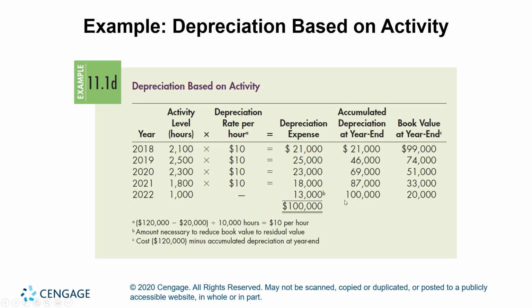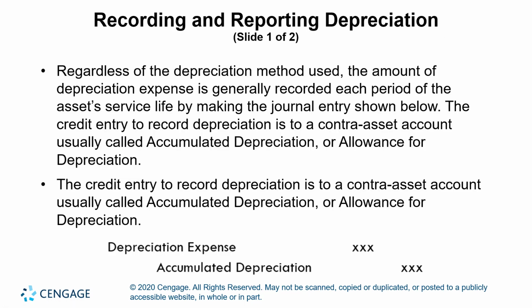Regardless of the depreciation method, the depreciation expense is generally recorded each period of the asset's service life by making a journal entry shown below. The credit to depreciation is the contra asset account called accumulated depreciation, or allowance for depreciation. We will use accumulated depreciation in this class. So when you record depreciation expense after you've calculated it, depreciation expense is the debit and accumulated depreciation is the credit.